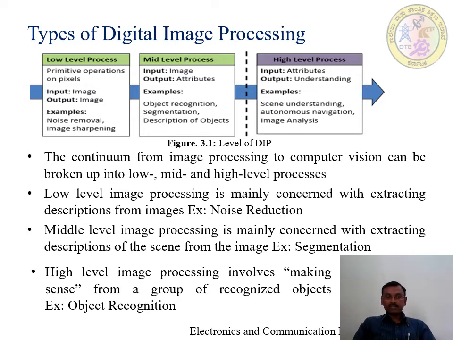Very importantly, in low-level processing, the input is image, the output is also an image. In mid-level processing, input is the image, the output is the image attributes. In high-level processing, these attributes from the mid-level processing are the inputs, and the output is understanding or recognizing the object.